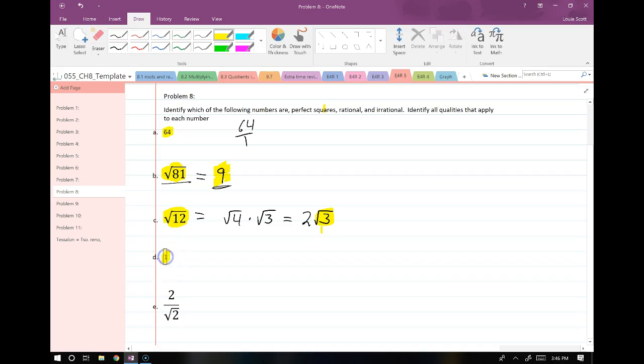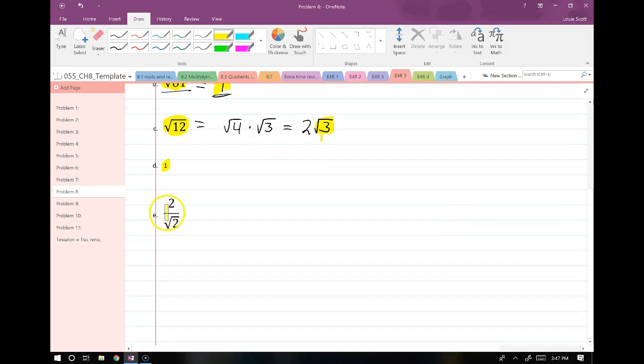This one, the number 1, is this a perfect square? Is it rational or irrational? Right, that's almost a gimme. What about this guy? Irrational. It's got a radical in there. We can't simplify that radical out, so it must be irrational. Okay.